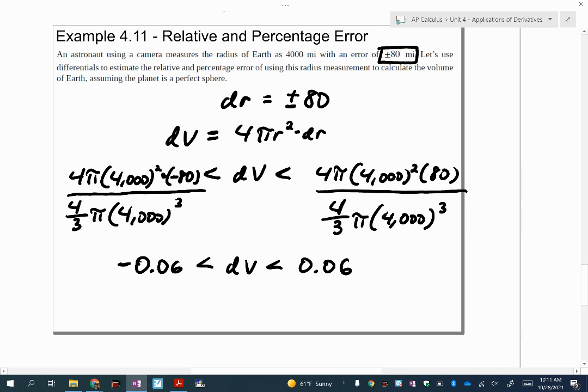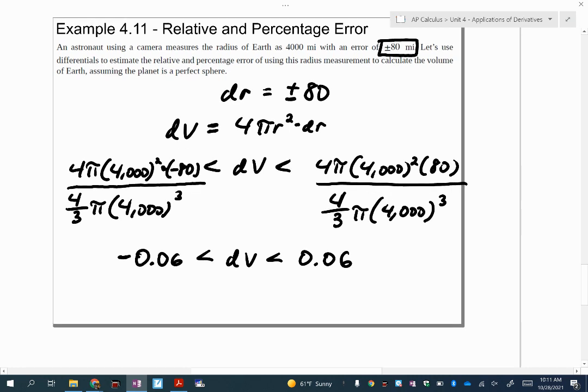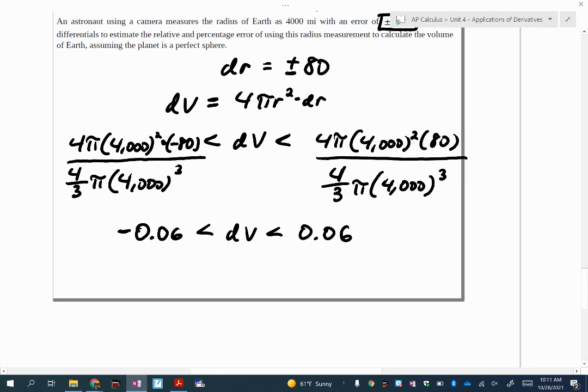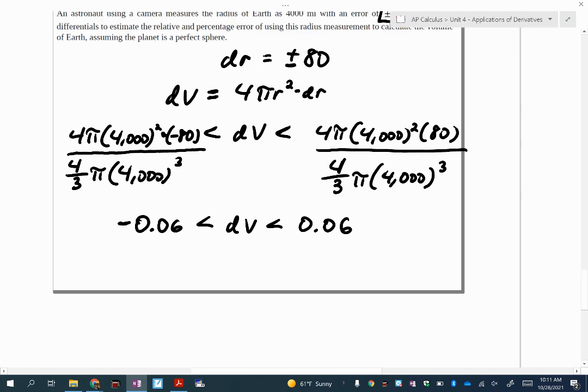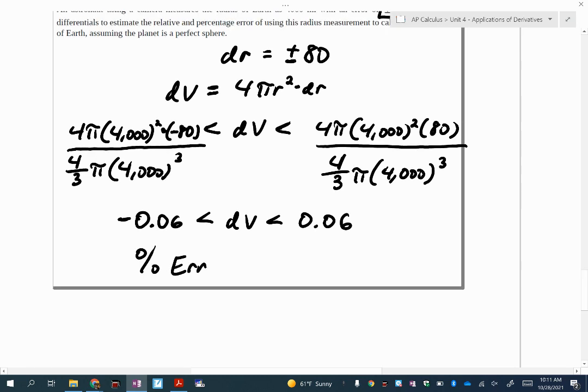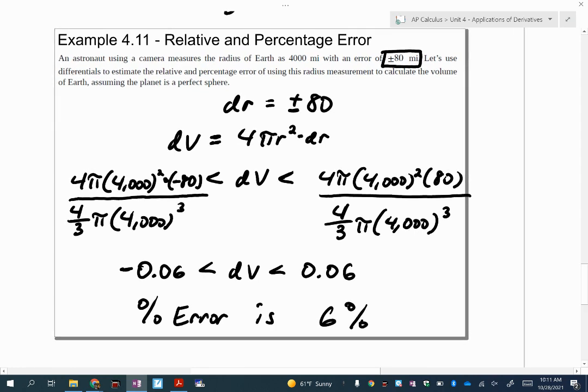All right, but again, this is all relative. I can't quantify in my brain what 0.06 cubic miles is. So if you make this a percentage, we're saying that the percentage error possible is 6%. And that's something that the people at NASA will have to decide. Do they want to live with 6%, or do they want to have the astronaut go back and take different pictures? All right, so hopefully this will give you an idea of what we're talking about with linearization and then getting into some differentials.